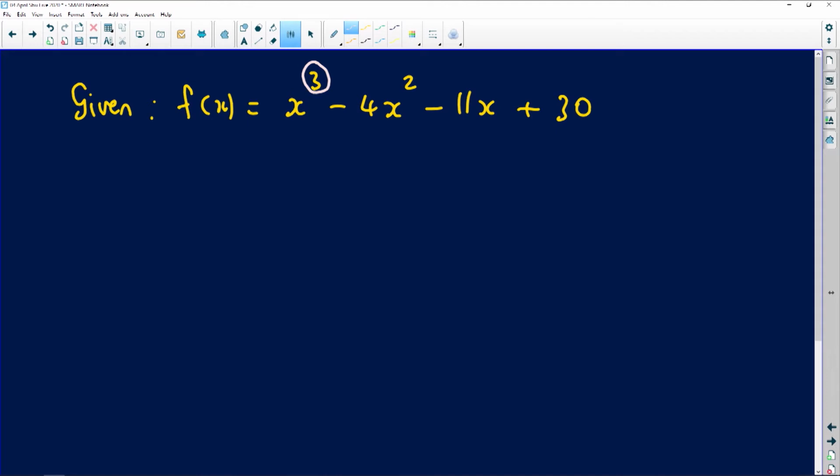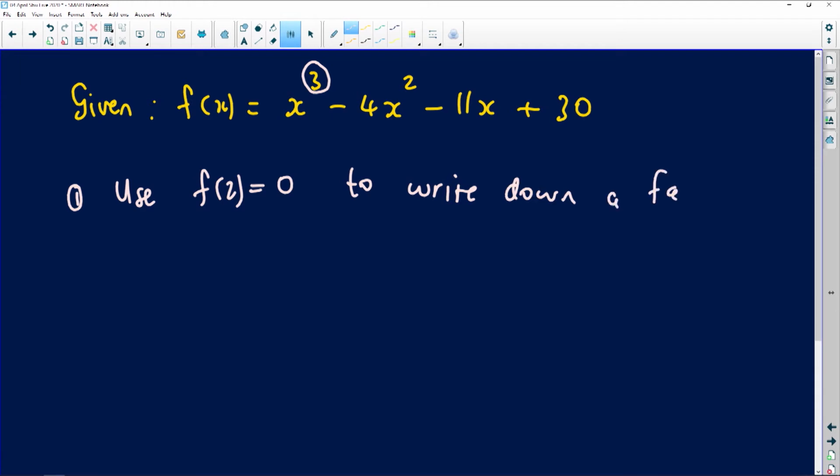So the first question says, now this is number 1, use the fact that f of 2 is equal to 0 to write down a factor. Very beautiful stuff. This connects us with the factor remainder theorem that we spoke about a while back. No complications there.